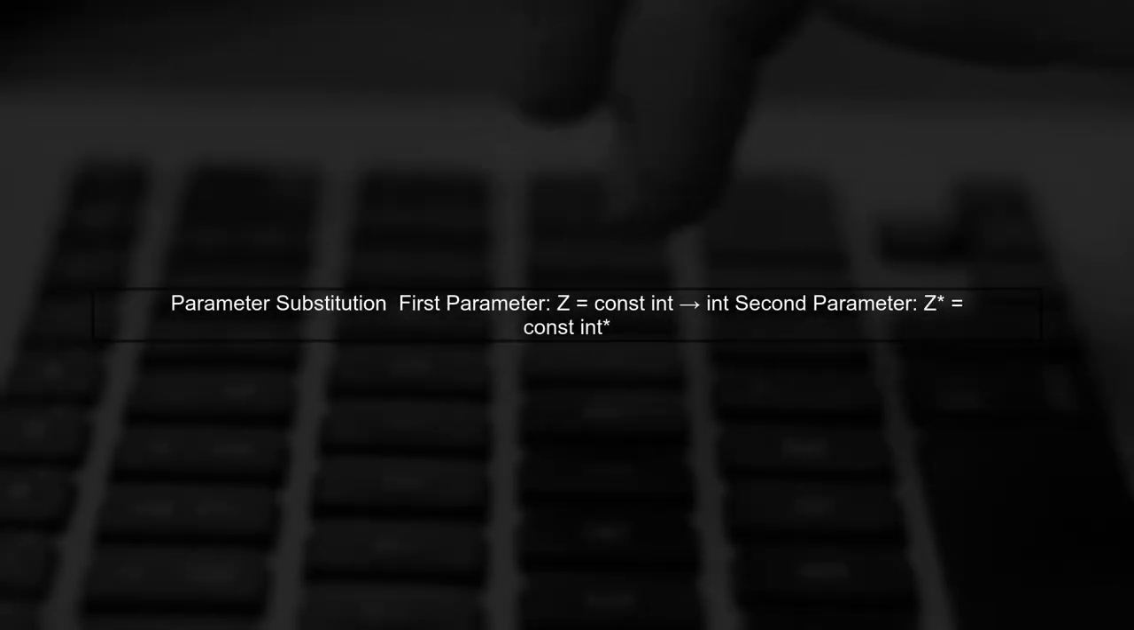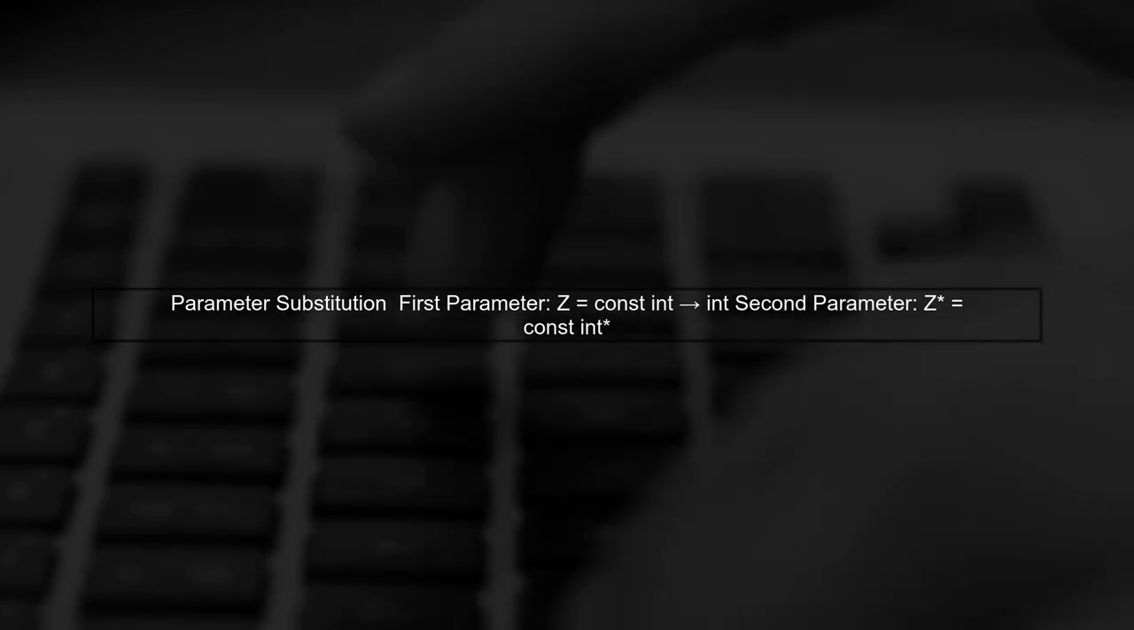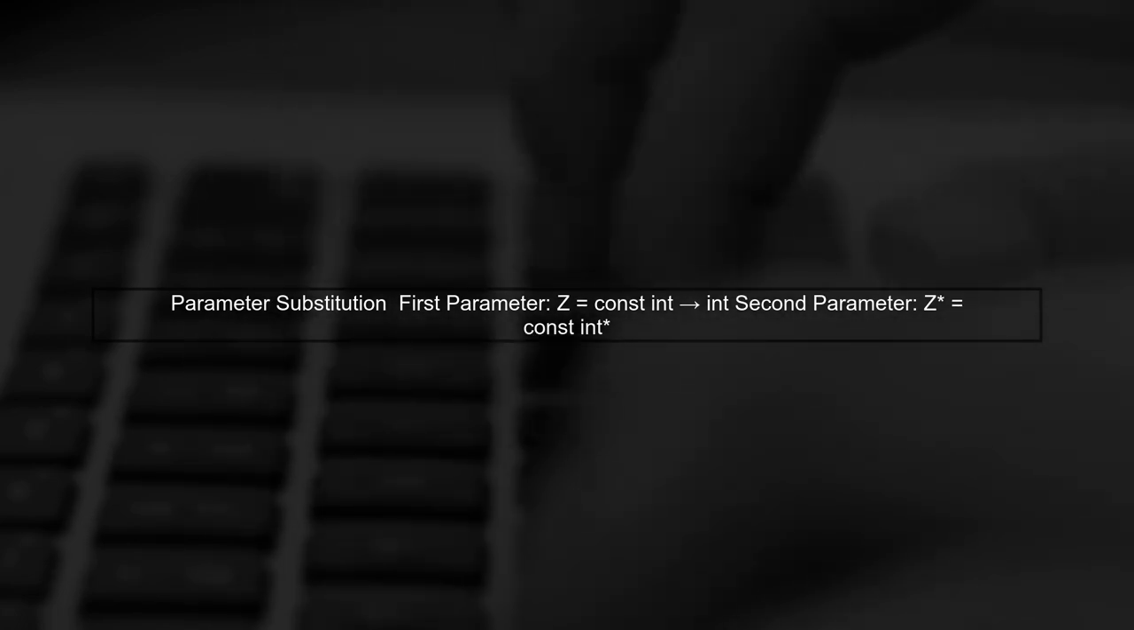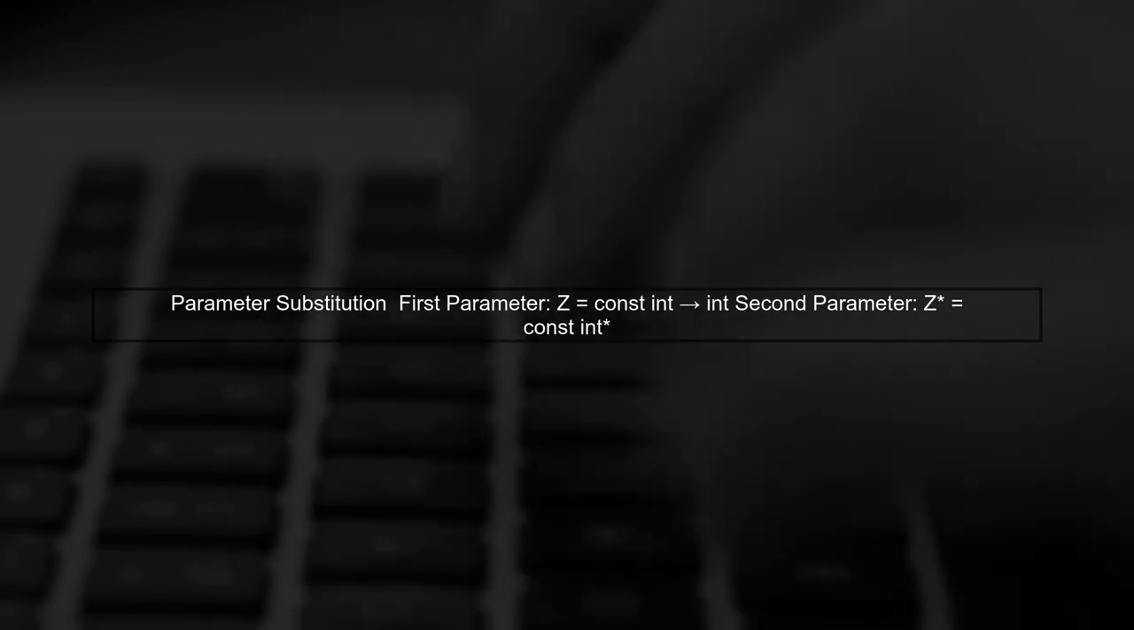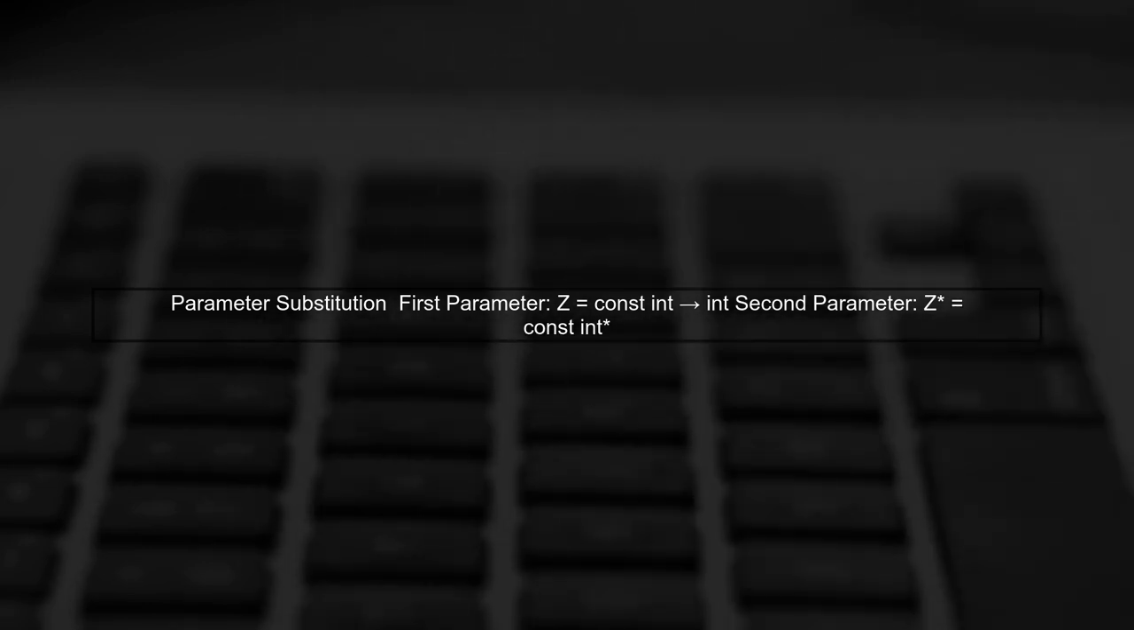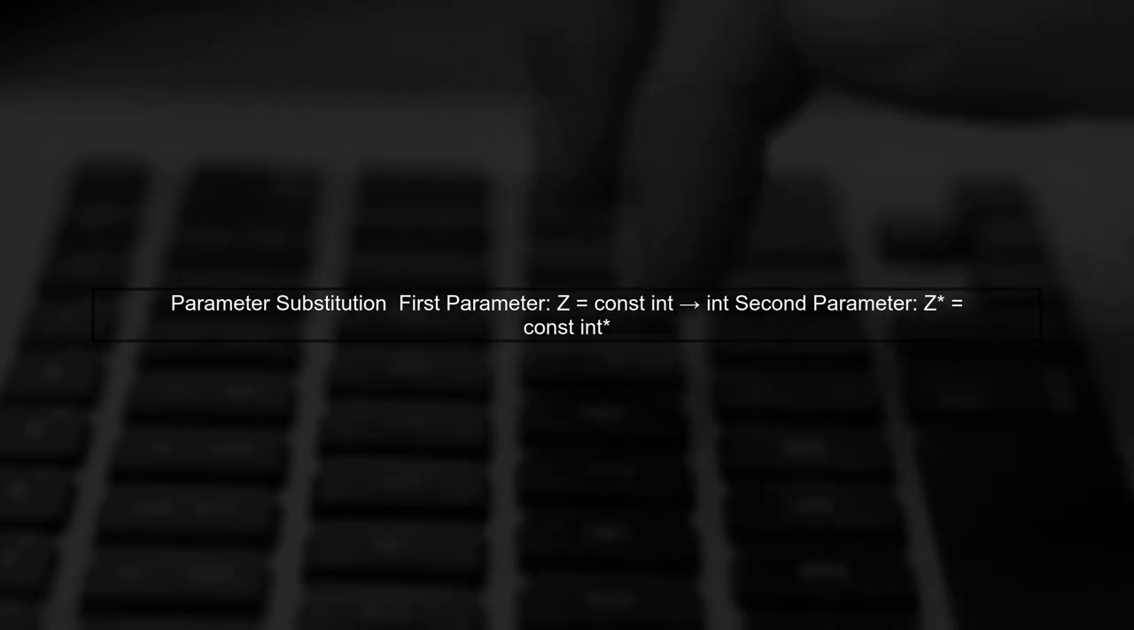The key point here is that when Z is replaced by const int, the first parameter Z becomes int because the value 1 is an int. However, for the second parameter, Z* becomes const int* because pointers preserve the const qualifier.